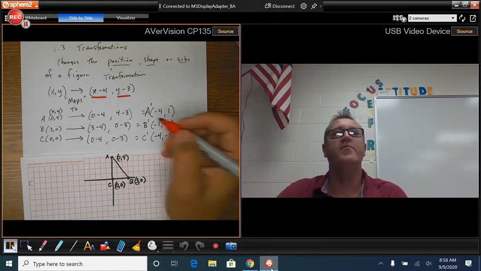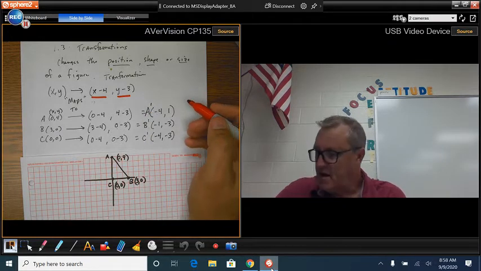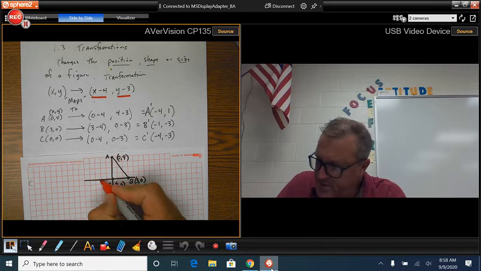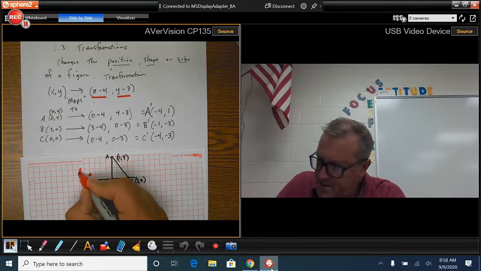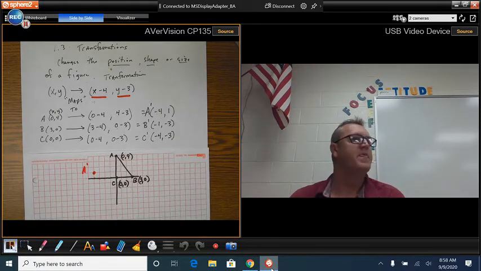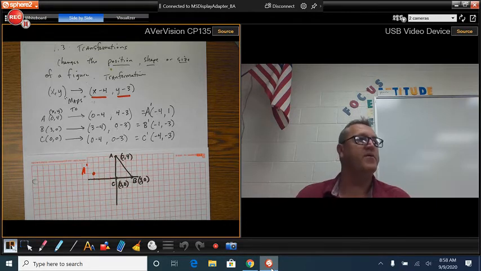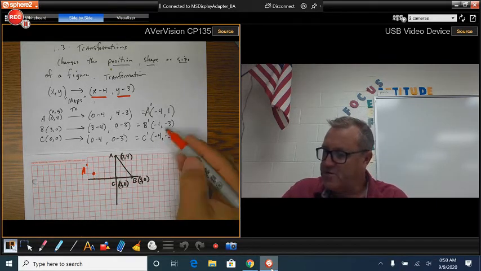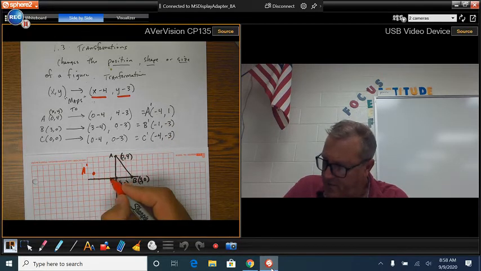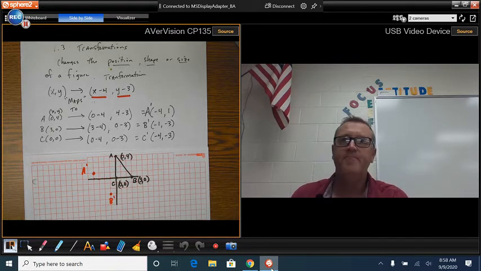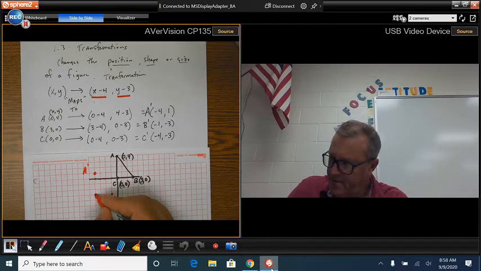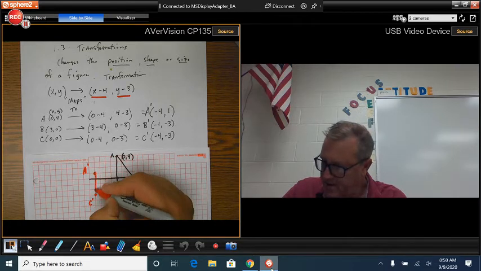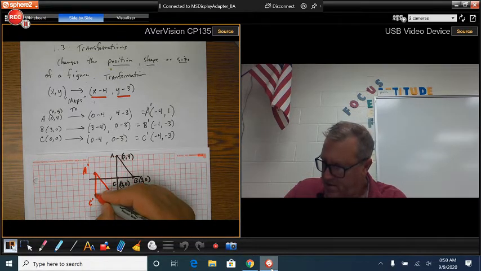What's the coordinate of A prime? All right, so negative 4, 1, 2, 3, and 4, and positive 1. So there's A prime. And you can just do this freehand if you don't have the book with you or whatever. And what's the coordinate of B prime? Negative 1, negative 3. Negative 1, 1, 2, 3. There's B prime. And C prime is negative 4, negative 3. I'm going to connect those. I'm not going to use a straight edge. Just keep it as straight as possible.